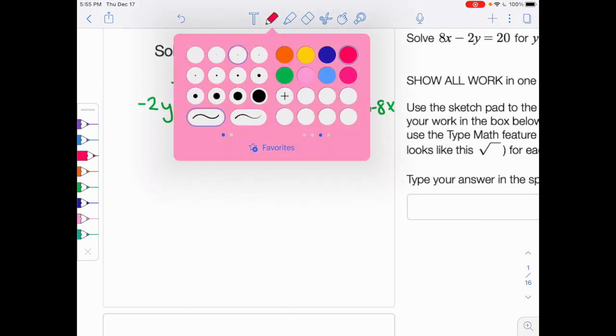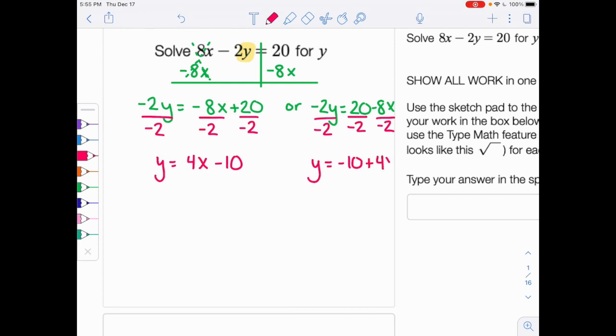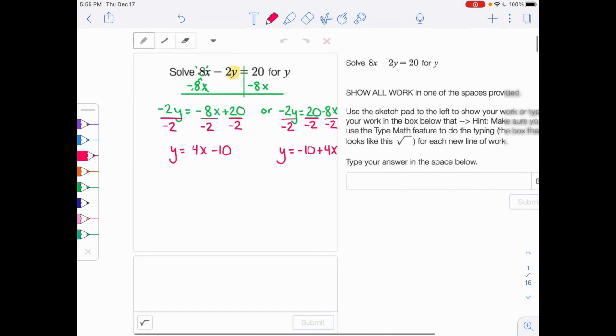And then in order to get the y by itself, all I need to do is divide by negative 2 for each term. Again, make sure you're keeping track of your signs. Negative 8 divided by negative 2 is positive 4, so this is 4x. 20 divided by negative 2 is minus 10. Or if I do it in the other order, that becomes y equals negative 10 plus 4x. Both are the same, both are acceptable. And that is solving that literal equation.